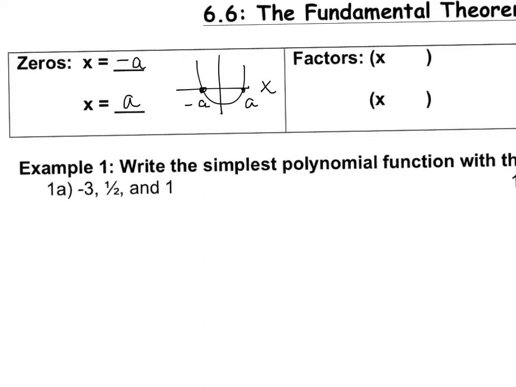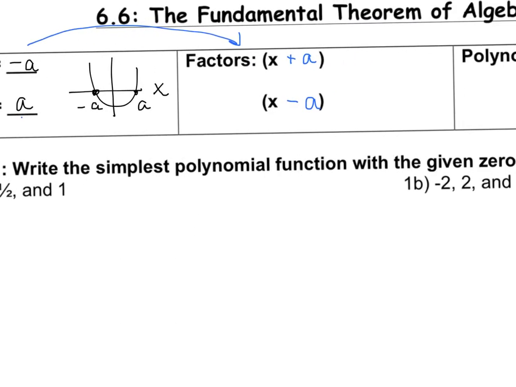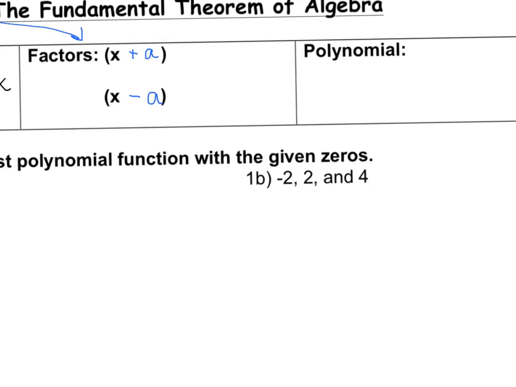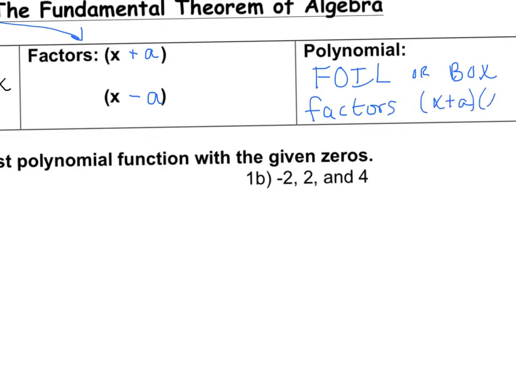Then we just move right over here and write down the factors. So if the 0 is x minus a, the factor is x plus a. And if the factor is positive a, or if the 0 is positive a, then the factor is x minus a. Nothing new. What we're going to do today, though, is we're going to take those factors and write a polynomial out of them. How do we do that? We FOIL or box, whichever you prefer, your factors. So whatever your factors are, you're just going to FOIL or box them, multiply them together.